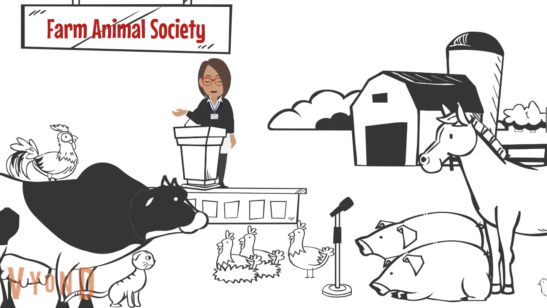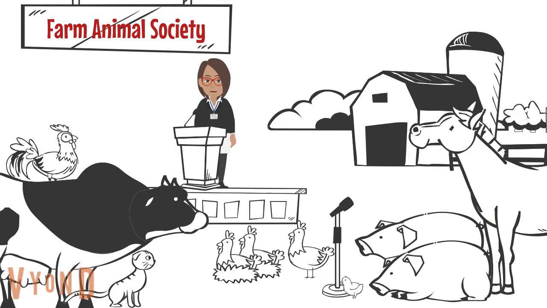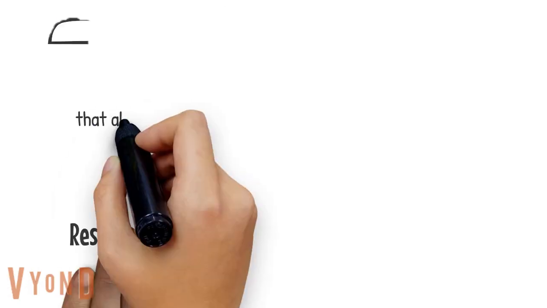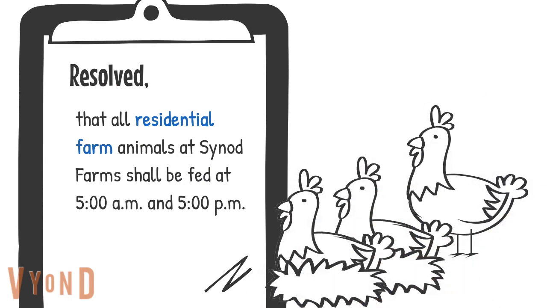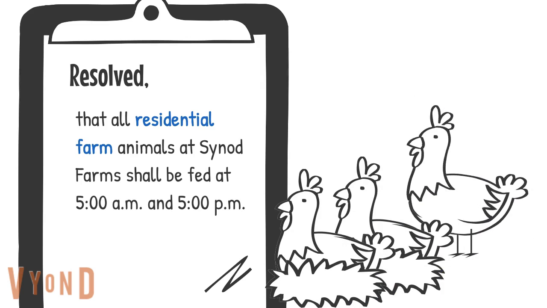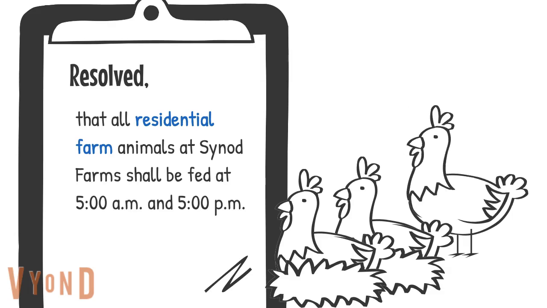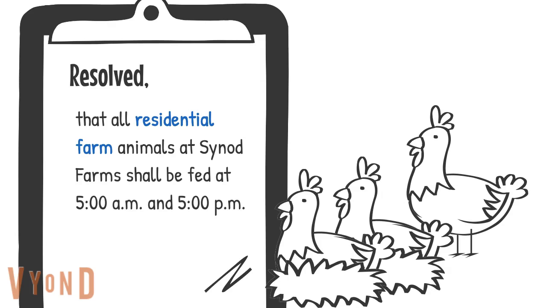The members consider this motion. Some nod their heads in agreement, but others aren't so sure. This motion sounds good at first, but some animals see a few problems. The hens, always a bit persnickety, think the motion's wording is a bit redundant. There are no non-residential animals to be considered here, and so the words residential farm in this motion are not necessary.